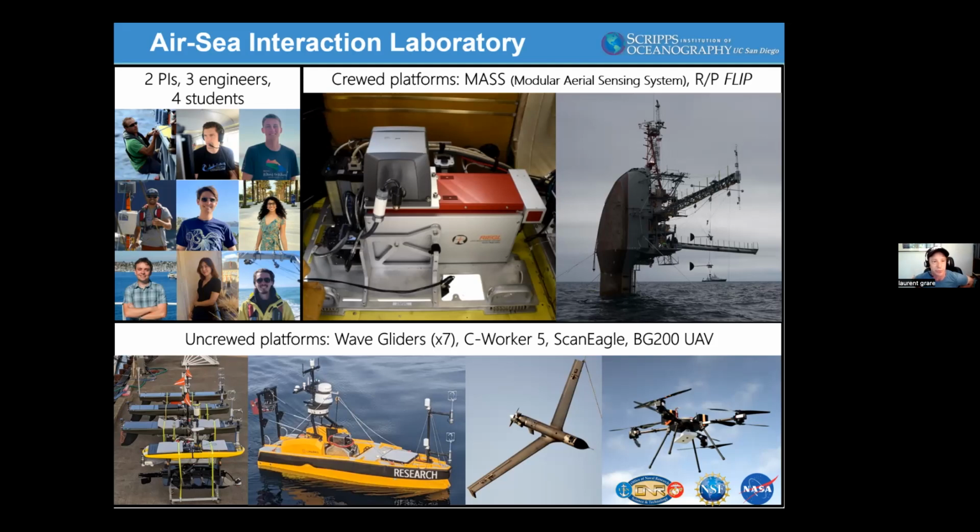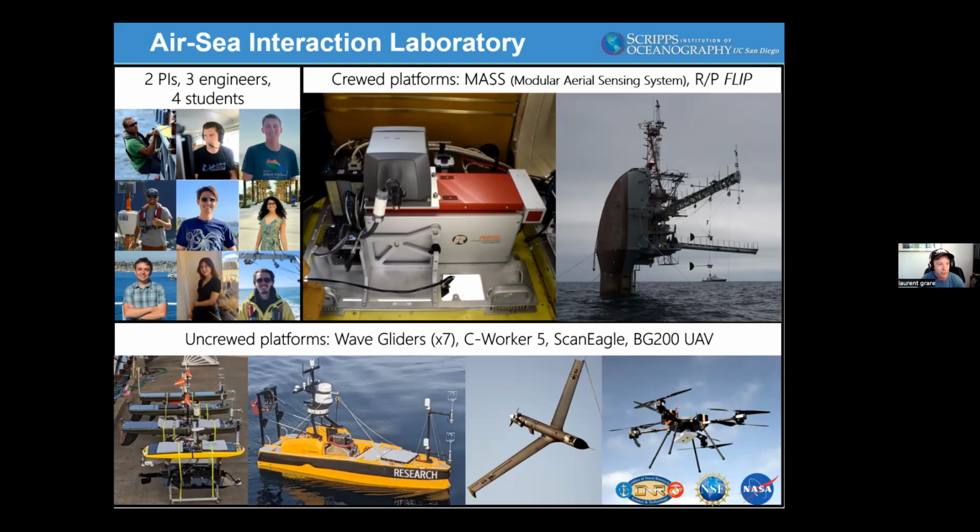So historically, we've been combining remote and in situ measurement from crewed platforms, such as the MASS system, which is installed on a small plane. And also, for the last 15, 20 years, we've been using FLIP quite a bit, until it was retired. And more recently, for the last 10 years, we've been working more with uncrewed platforms. So the core of our research now is mostly with a Wave Glider.